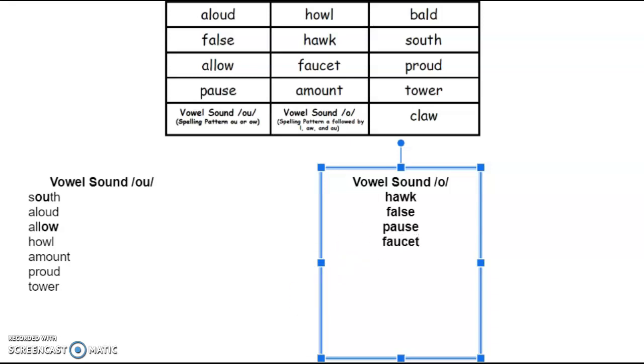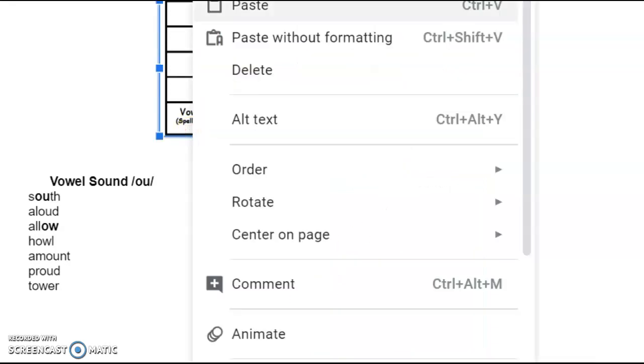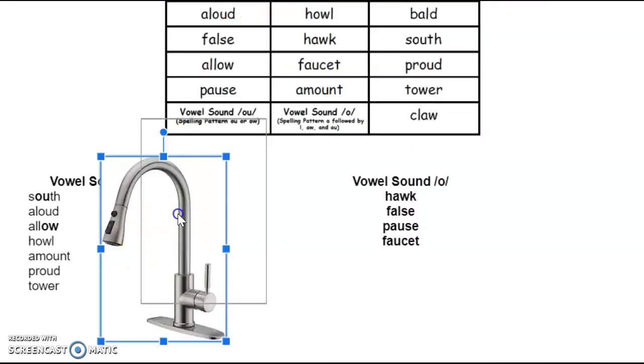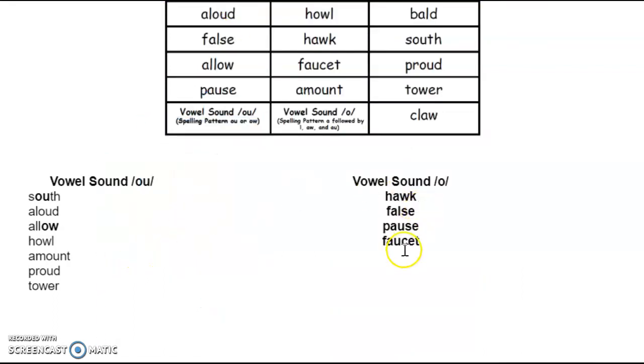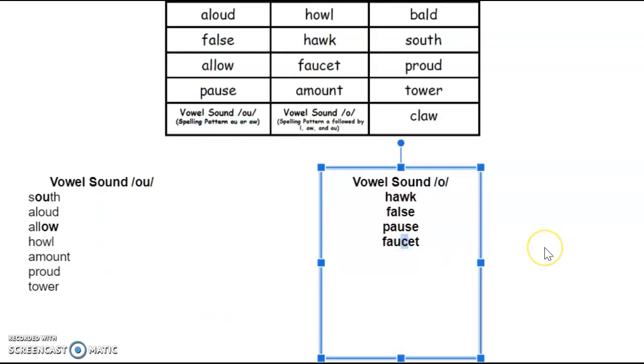Faucet is another one. This is what a faucet looks like. Right here, a kitchen faucet. Now, how do we know if that is a soft C or a hard C? A hard C makes a K, and a soft C makes an S. So how do we know if we should say a hard C or a soft C? We talked about how if there's an E, I, or Y after a C, then it makes a soft C sound. So it sounds like it should be an S, but it's really a C. Faucet.